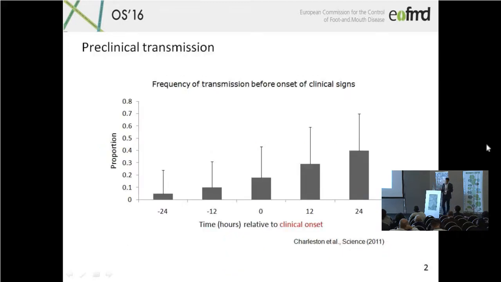And why we are talking here is about early detection and subclinical detection. And why do we want to focus on subclinical detection? Because it has been shown, and this is data from Brian Charleston that was published in 2011, that most of the transmission takes place at the onset of clinical signs. When we see the vesicles, when we have clinical signs, is when the animal is transmitting most, is passing the infection to other animals. Well, before the onset of clinical signs, the transmission does happen, but it's very limited.